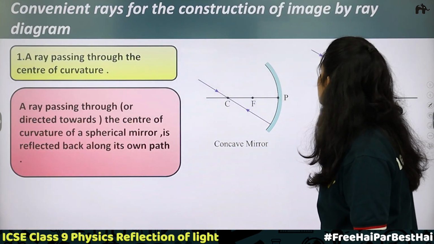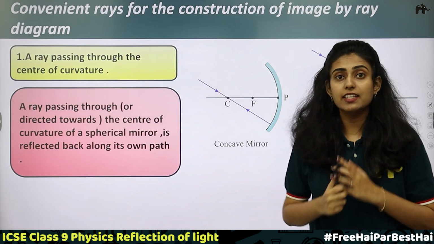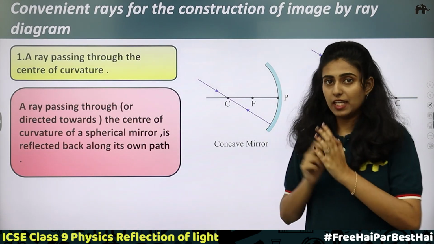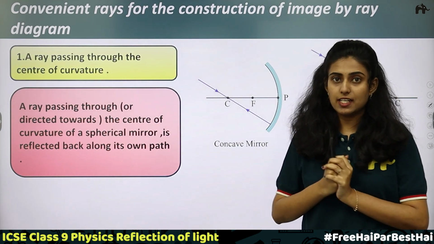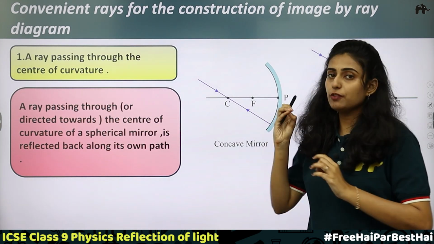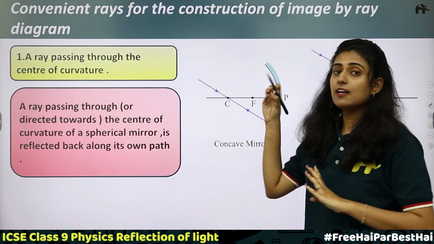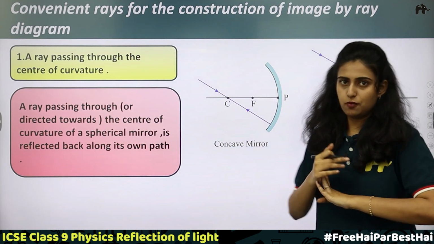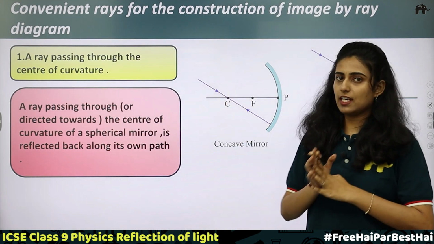Convenient rays for the construction of an image by ray diagram. We have studied ray diagrams in the case of a plane mirror. Here, we know that there are infinite light rays, but we'll be considering only a few. Four different light rays will be considered, which help us in finding the image that is formed. The nature of the image and the size of the image can be studied only when these four light rays are considered.